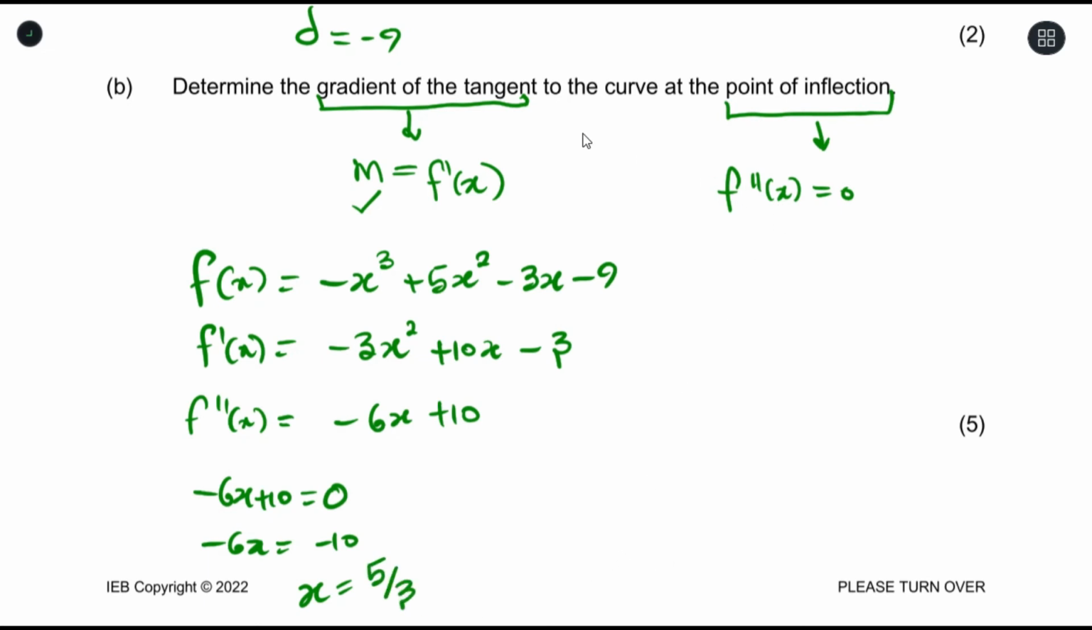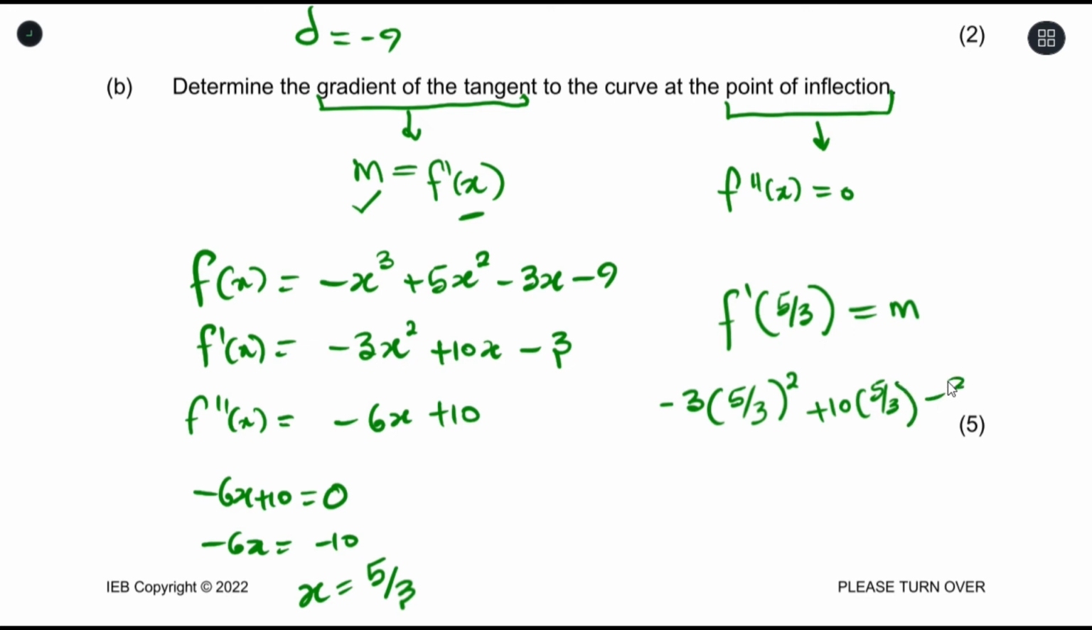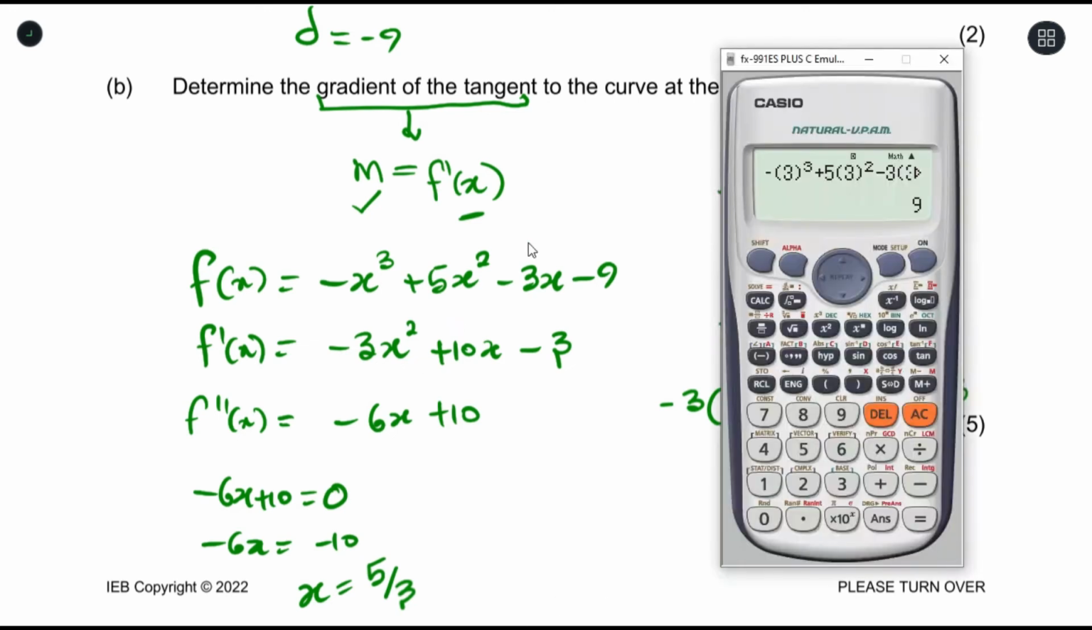Okay. Now, using the second part of our equation, since we said the gradient is equal to the derivative, we substitute the value for x into it. So now if our point of inflection is 5 over 3, all we need to do is put in 5 over 3, right, into our first derivative. It gives us the gradient at that point, right? So substituting this here, you're going to get negative 3 times (5 over 3) squared plus 10 times (5 over 3) minus 3.